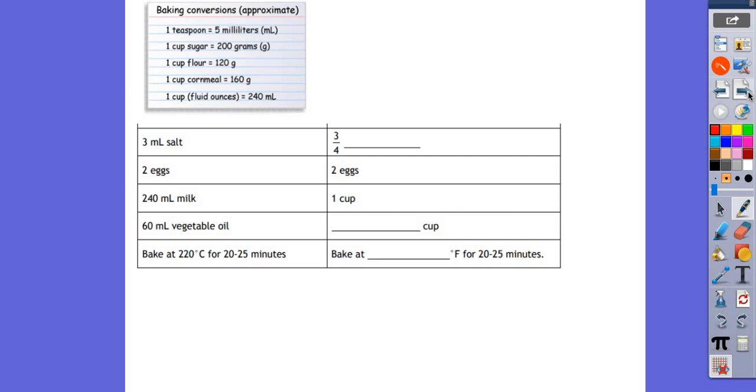Okay, let's keep looking here. It says 3 milliliters of salt equals 3/4 something. I don't see salt talked about here, but what does milliliters change to? ML is milliliters. What is it changing to? Teaspoons. It's changing to teaspoons. So looking at this, it's changing to teaspoons. So they did the math for me. So it's 3/4 what? Teaspoons.